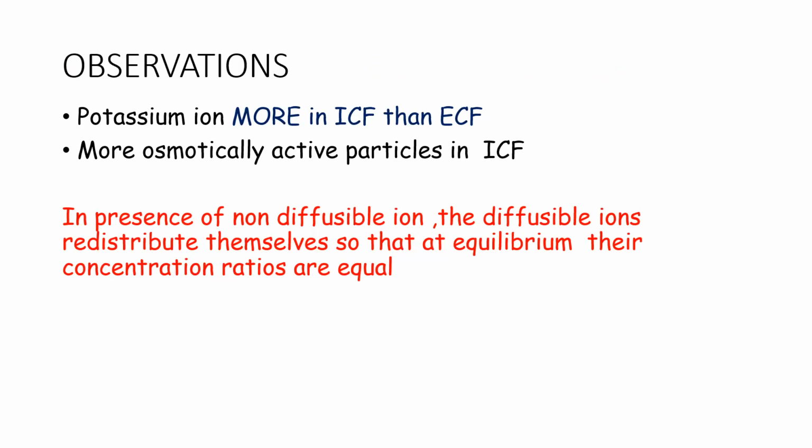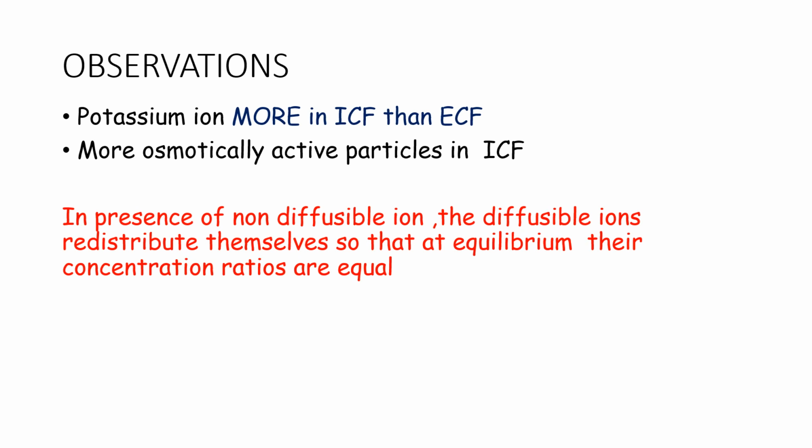So by these hypothetical examples, we come to the conclusion that protein ions are more in the intracellular fluid than the extracellular fluid, and they are more osmotically active particles in the intracellular fluid. So there is a redistribution of the ions which were permeable, and that redistribution occurred just because the ion we had, the plasma protein, was non-diffusible. That resulted in asymmetry of the ion distribution and creation of the concentration gradient and electrical gradient across the cell membrane.